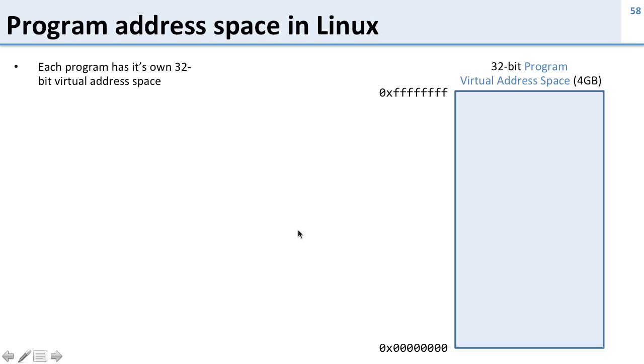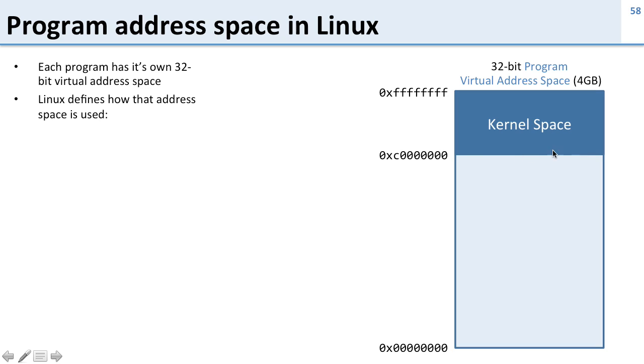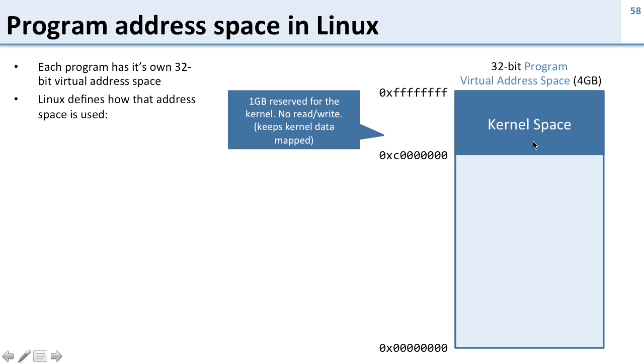So here's what the program address space looks like for a 32-bit Linux program. Each program has its own 32-bit address space, so each program sees the same 32-bit address space. Now, Linux defines how we use this address space. So the top 1 gigabyte of this address space is reserved for the kernel. So this is space that the program is not allowed to access, and it's for the kernel to store its data there. So the program can't read or write here, and in fact, if your program tries to access this, it'll crash.